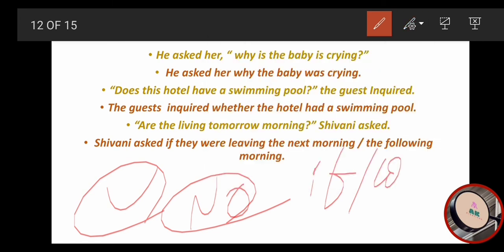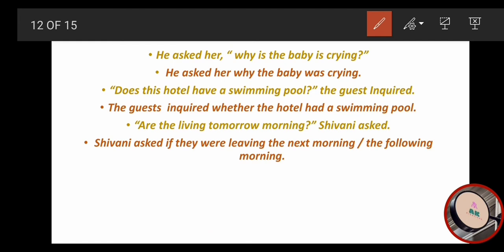So it depends on the sentence. Here you can see, he asked her why is the baby crying. It's not a yes or no question, right? So he asked her why the baby was crying. "Does this hotel have a swimming pool?" That's a question, right? And that is a request or order. So you should know what the sentence is trying to convey.